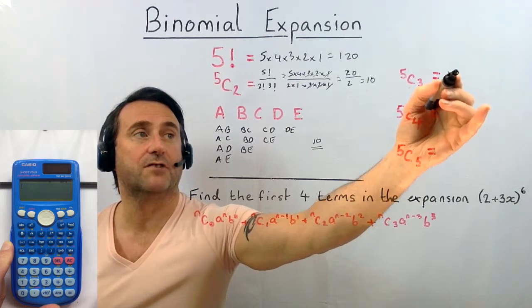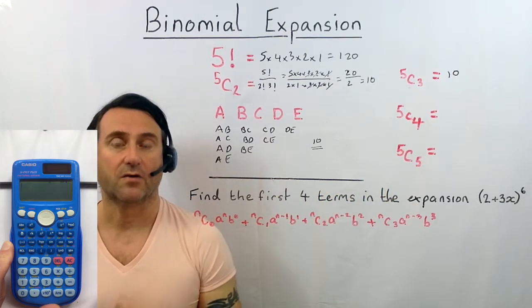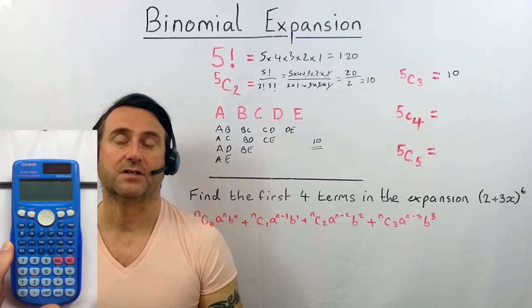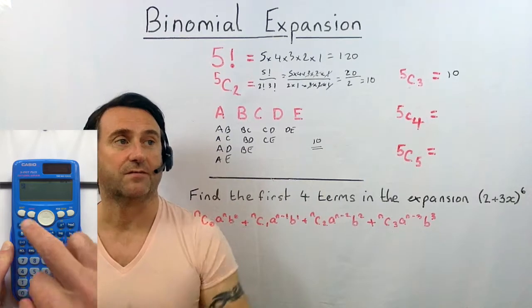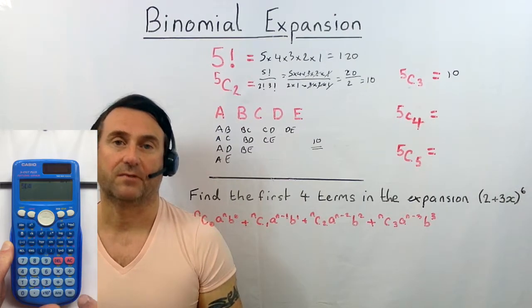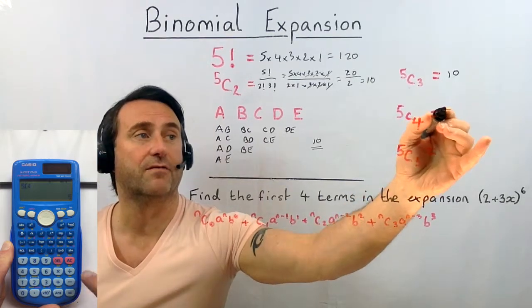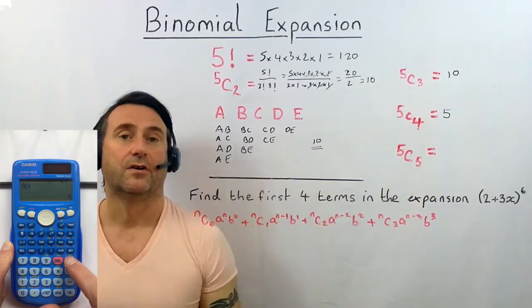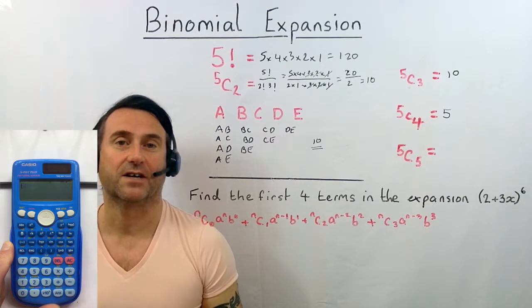So 5C3 also equals 10. Note that that's the 4th term in the 6th line of Pascal's triangle. Let's try the next one, 5C4. Type in 5, press your nCr button, and then 4, and you'll see we get the answer of 5, which relates to the fifth term in our sixth line of Pascal's triangle.